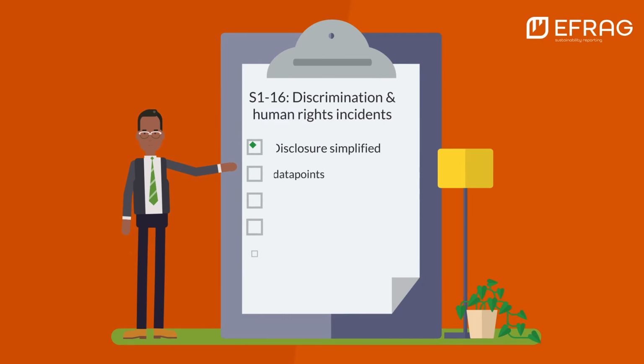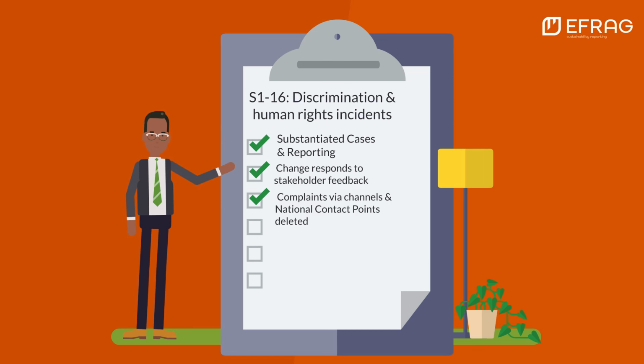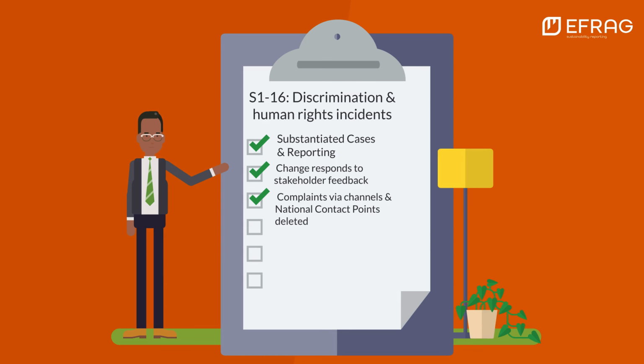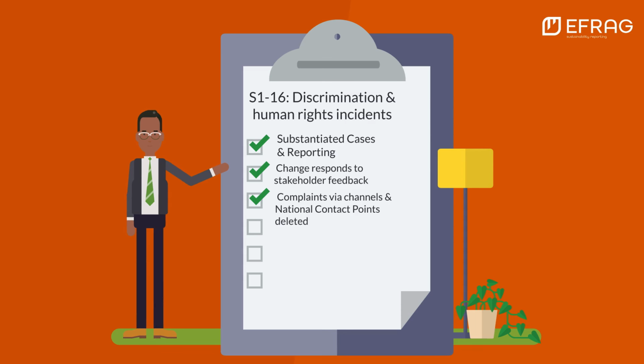On S1-16, incidents of discrimination and other human rights incidents. This disclosure has been significantly simplified whilst retaining the two SFDR PAI data points. The focus is now clearer on human rights incidents, with a defined scope based on internationally recognized human rights from draft amended ESRS 2 AR30. We have introduced a clause that makes it clear that only verified cases of discrimination or human rights violations must be reported. This change responds directly to stakeholder feedback, calling for clearer definitions and more practical guidance.